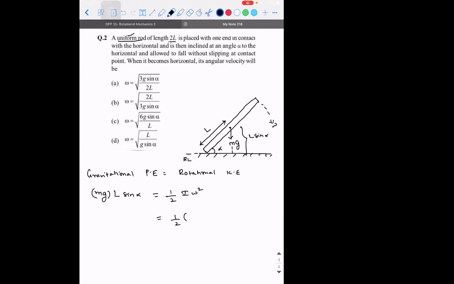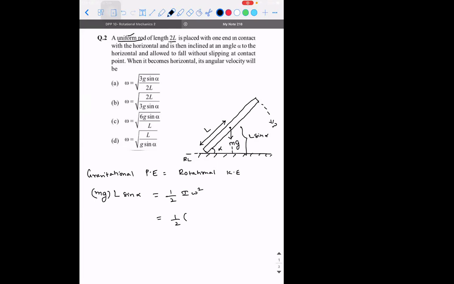What is the moment of inertia of a uniform rod? ml square by 12. But my question is invalid. I should have asked something else: the moment of inertia of a uniform rod, but I didn't mention the axis of rotation. In this case, the object is rotating about which axis?